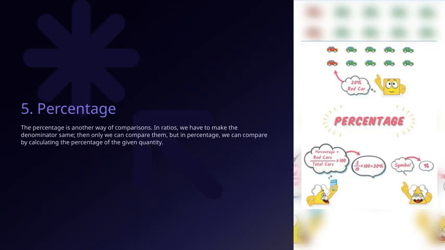This makes comparisons much more straightforward and intuitive, especially when dealing with different data sets or categories. So, in essence, percentages allow us to compare things more easily by converting raw numbers into a common scale, percentages, rather than dealing with different ratios or units. This concept ties into our overall theme of understanding data more clearly and making meaningful comparisons.